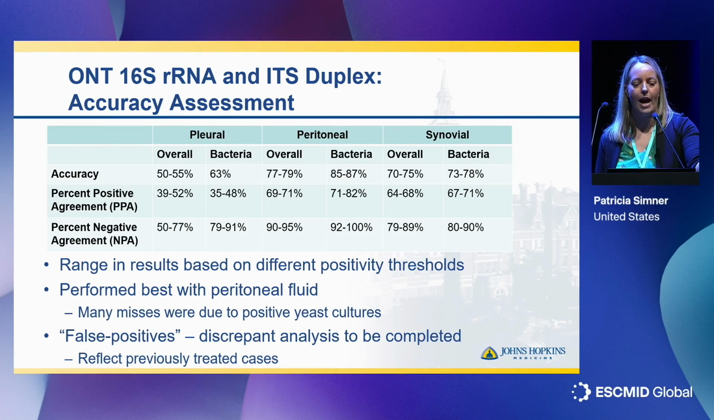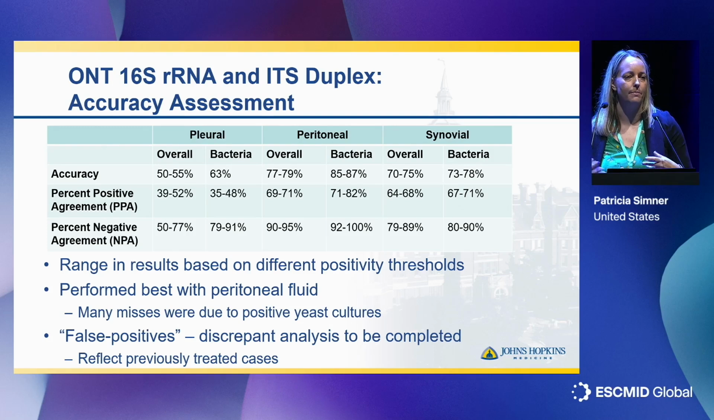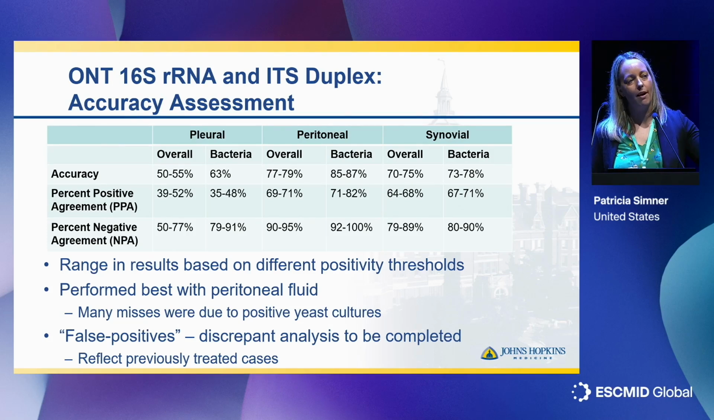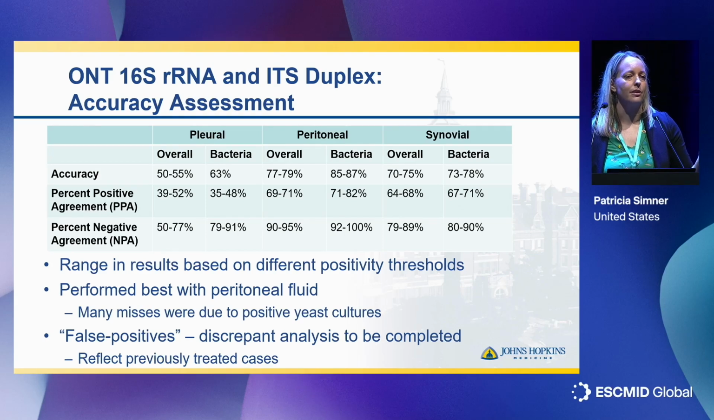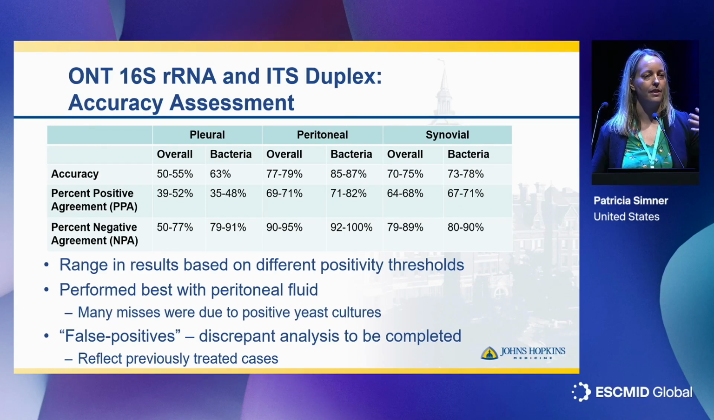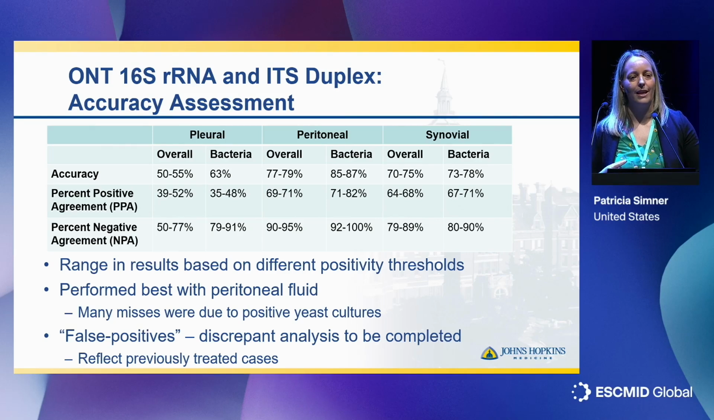When we got to our accuracy assessment, this is taking 50 samples of each of our specimen types that are positive for known organisms or negative, and comparing our 16S ITS duplex results to standard of care. The range in results here really just reflects the different positivity thresholds. We found above the Alcaligenes was the best in terms of sensitivity, but not in specificity, and the best balance was 10 times above the NEC.